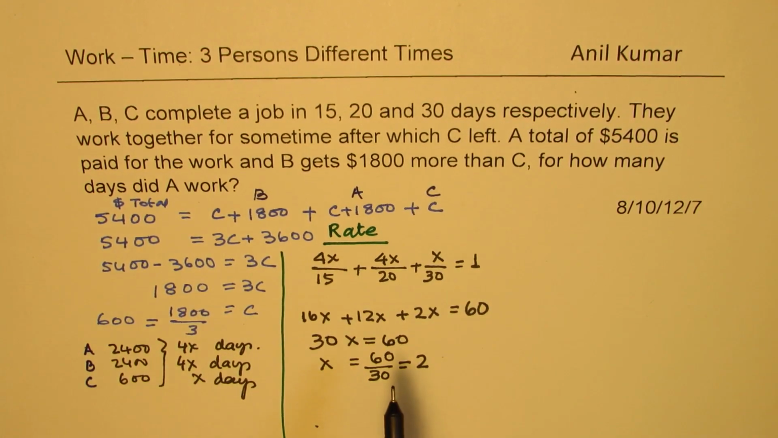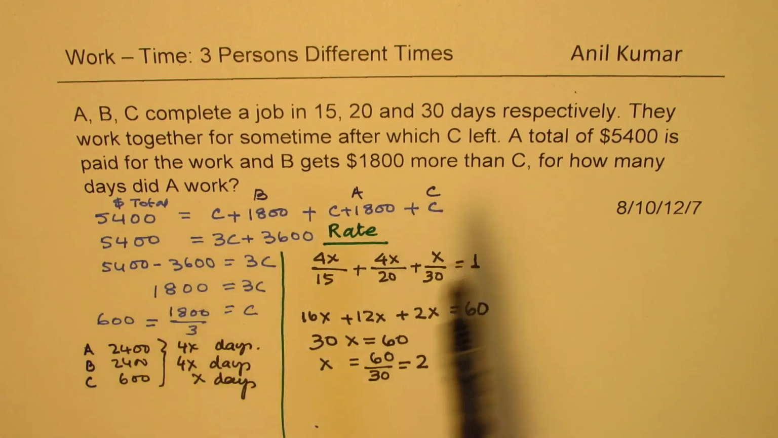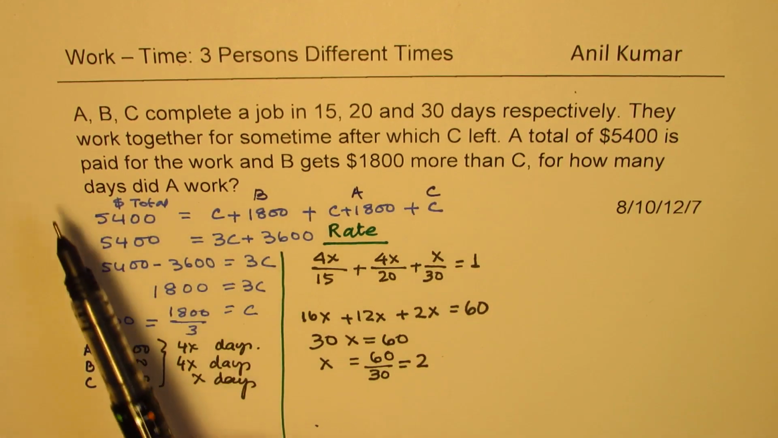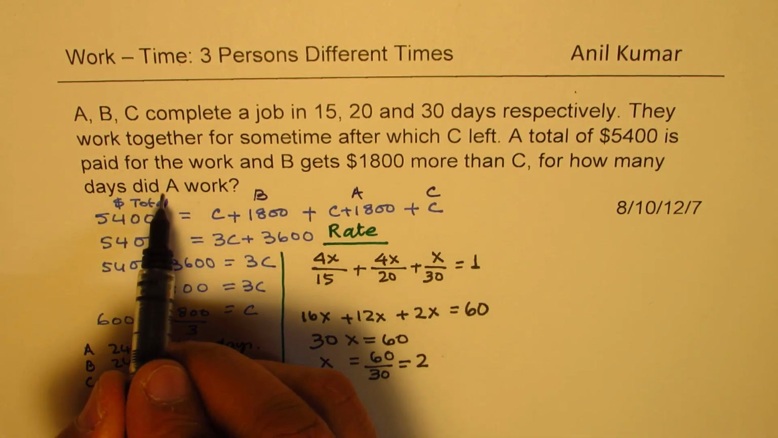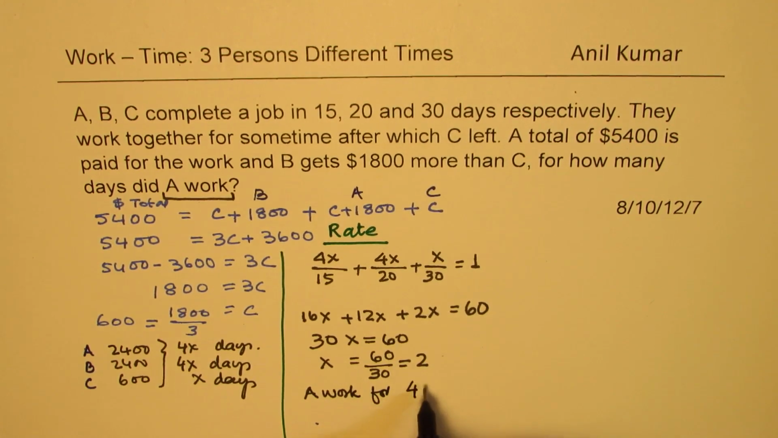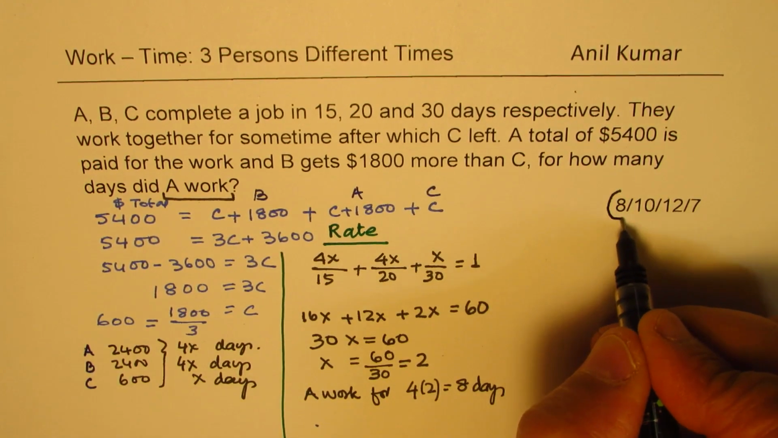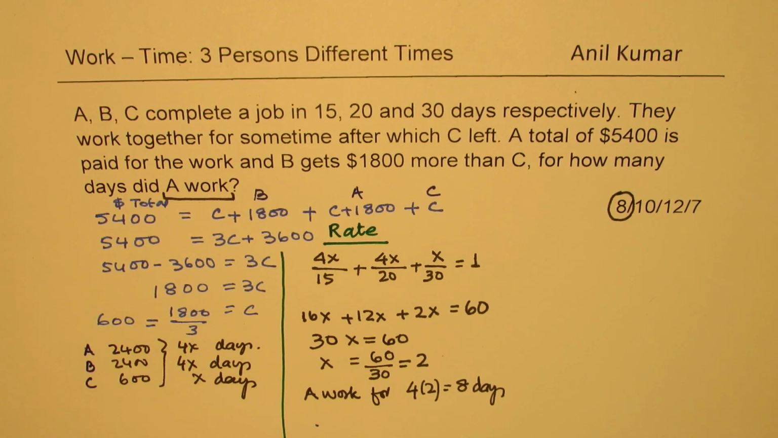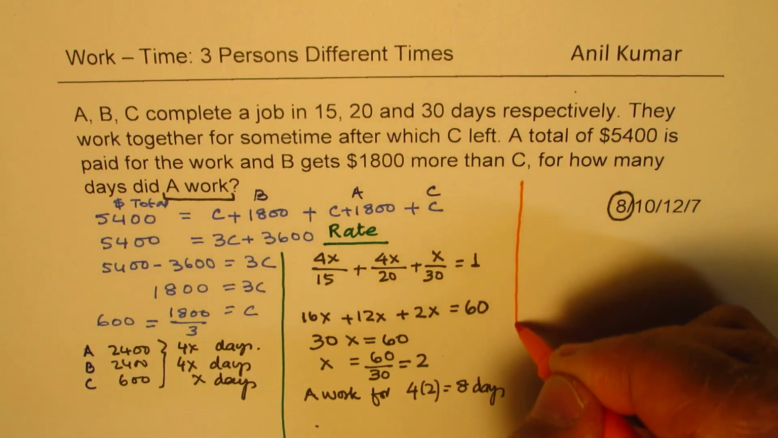What are we trying to figure out? It says, how many days did A work? We want A's work, right? So A worked for 4x days, so A worked for 4 times 2, which is 8 days. So 8 is the right option. Is that clear to you? So that is how we could solve this particular question, right?